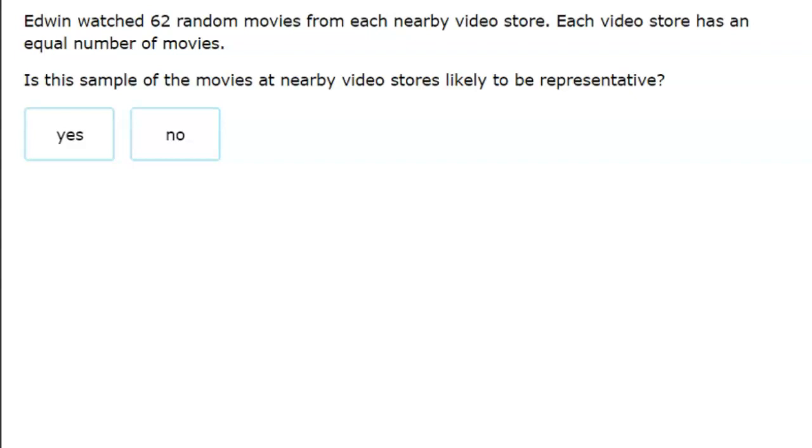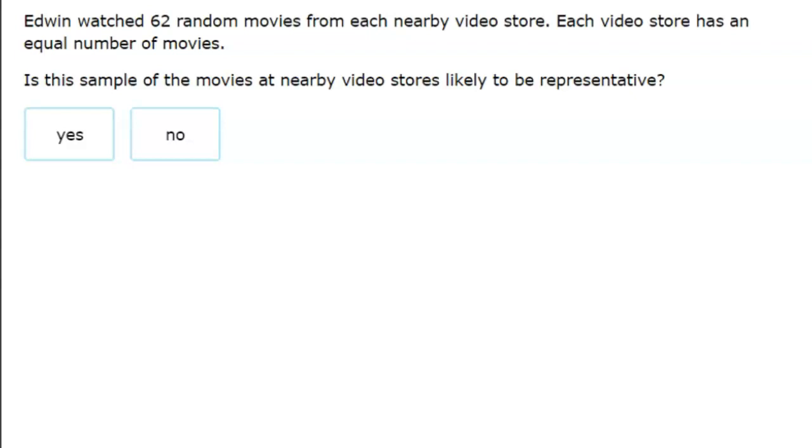Each video store has an equal number of movies. Is this sample of the movies at nearby video stores likely to be representative? So we have to figure out what in the world he is trying to represent, okay? So he is trying to represent the variety of different movies at these different stores.